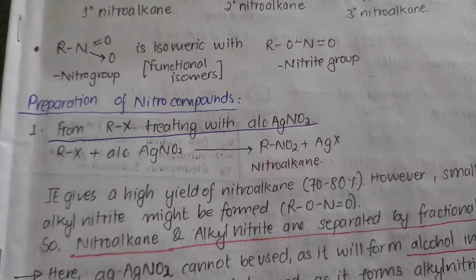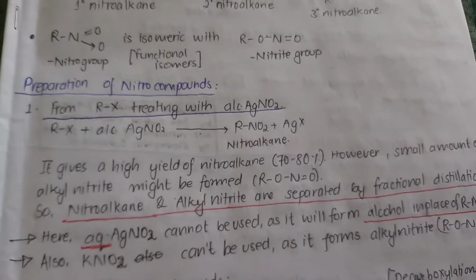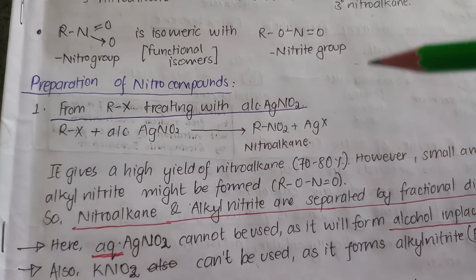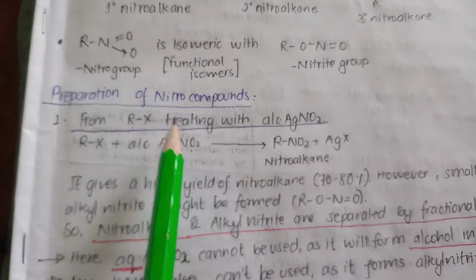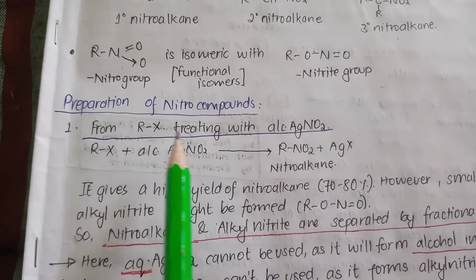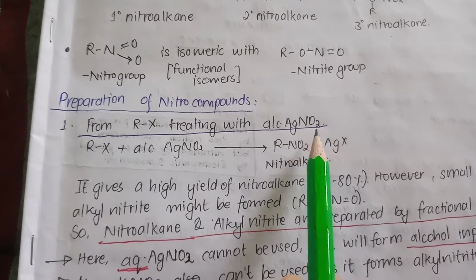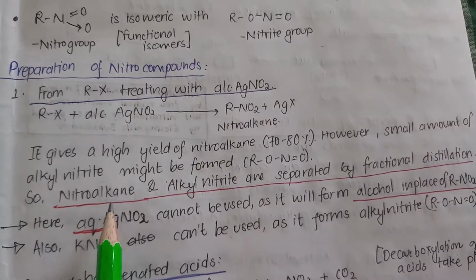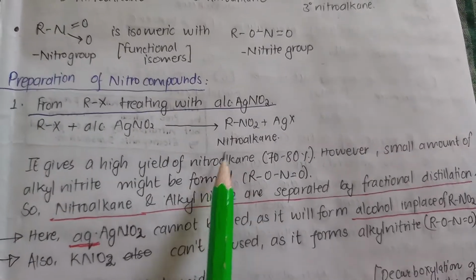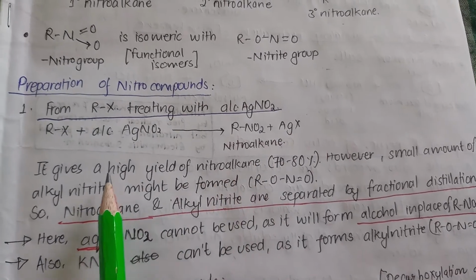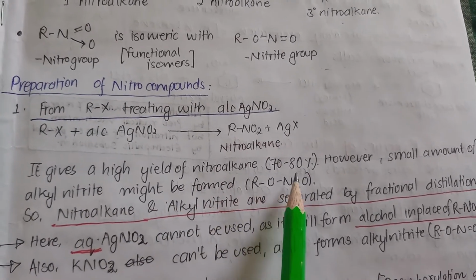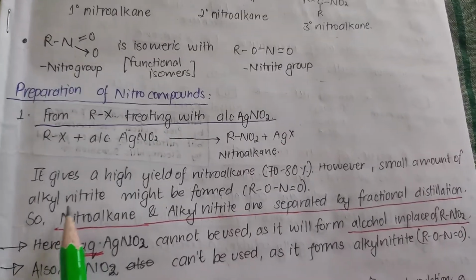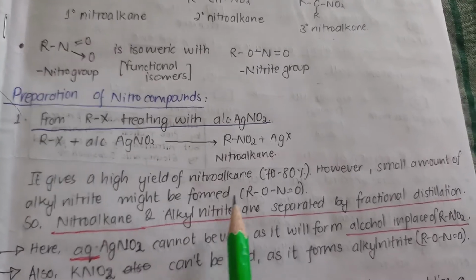Now let's move on to the preparation of nitro compounds. How can we prepare nitro compounds? The first and foremost way of preparing nitroalkanes is by using alkyl halides, right? When alkyl halides are treated with alcoholic silver nitrite, we get nitroalkane. Now the thing to be considered here is that it is a high yield of nitroalkane, 70 to 80% nitroalkane is formed, but along with this a small amount of alkyl nitrite, RONO, might also be formed.